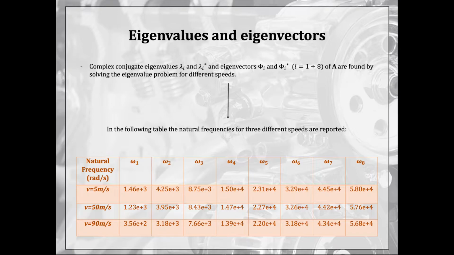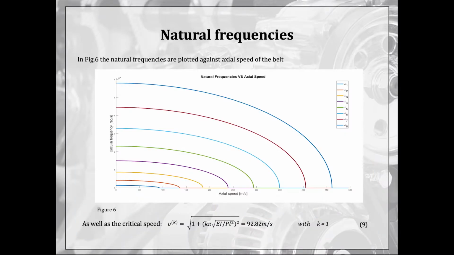It can be seen that the natural frequencies are inversely proportional to the axial velocity, as shown in the table here. We increase the speed from 5 meters per second through to 90 meters per second, and especially the first natural frequency, omega 1, we see drops quite substantially. This is shown more clearly on this graph here, where we have each natural frequency and its variation with axial speed. The first critical velocity, where the system becomes unstable and the natural frequency becomes 0, is found at 92.8 meters per second. All the natural frequencies decrease with increasing axial speed, as shown here.